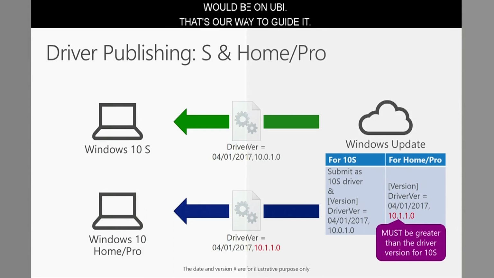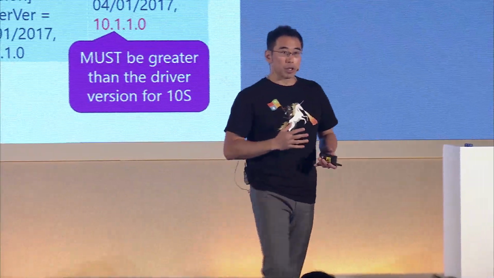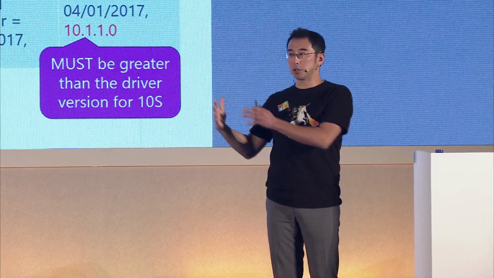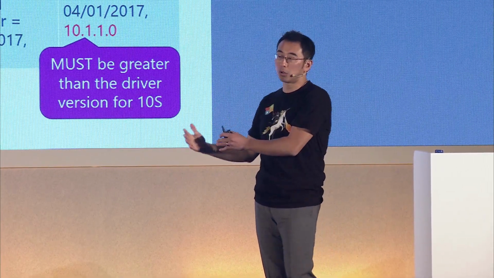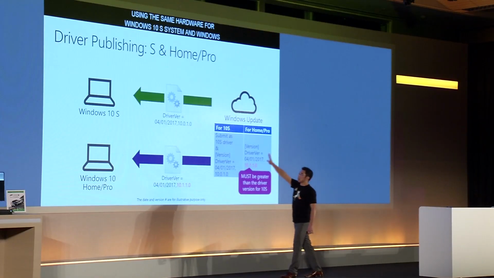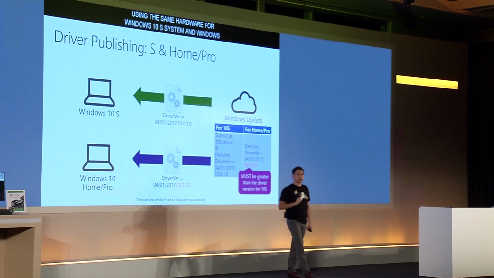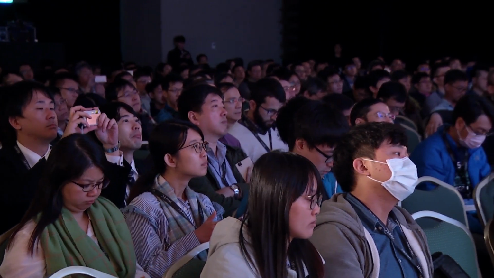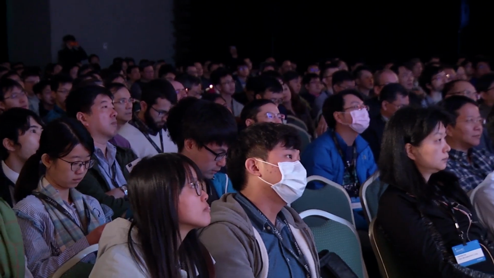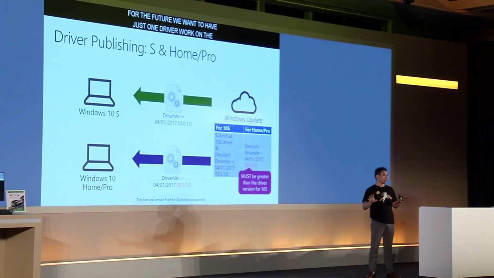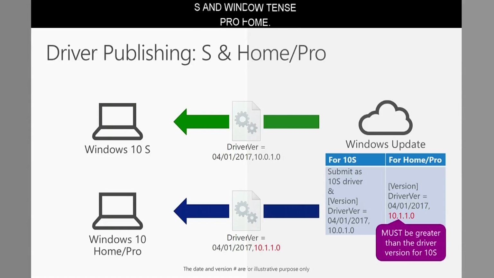We also got some questions about driver publishing, because some OEM partners are using the same hardware for Windows 10 S systems and Windows 10 Home or Pro systems. So how do you distinguish a driver for Windows 10 S from Windows 10 Home and Pro? Because Windows 10 S right now has a special driver requirement. For the future, we want to have just one driver that works on Windows 10 S and on Windows 10 Home and Pro. But we know that at this time you have two versions of the driver.